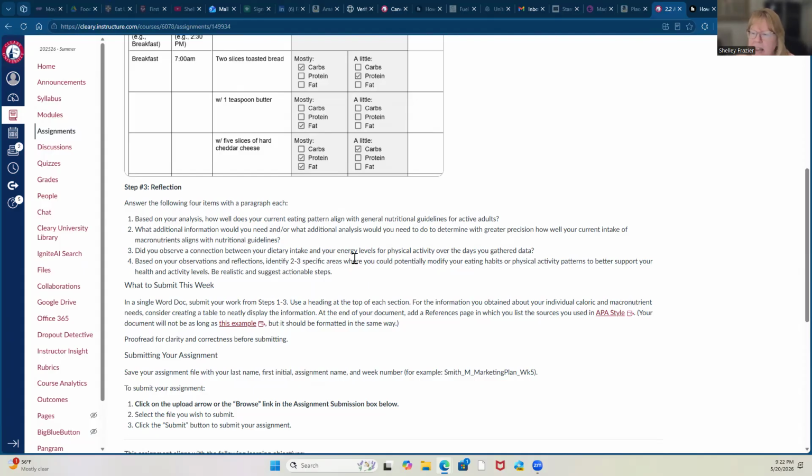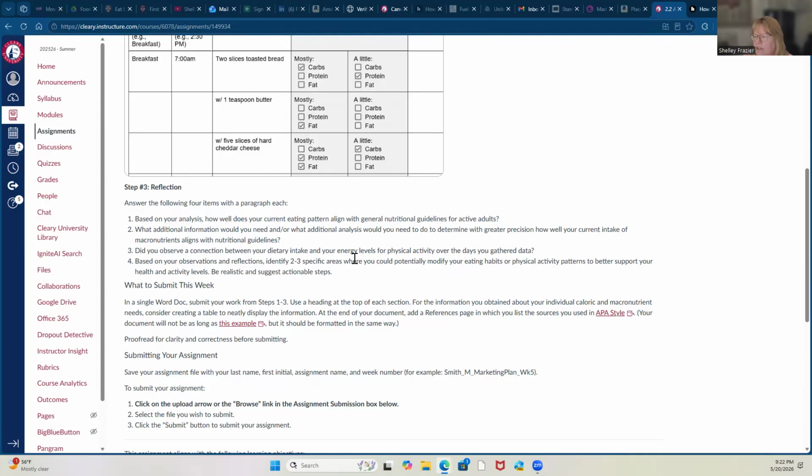Next paragraph. What additional information or what additional analysis would you need to determine with greater precision how well your current intake of macronutrients aligns with nutritional guidelines? Okay, that's in your reading as well. Paragraph about that.